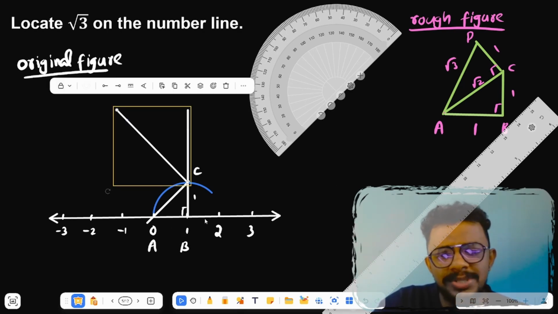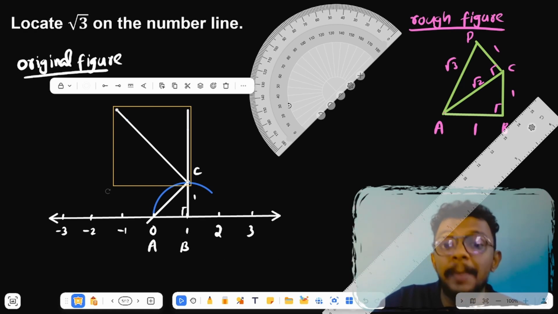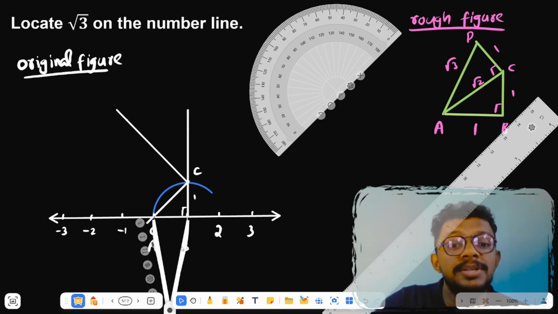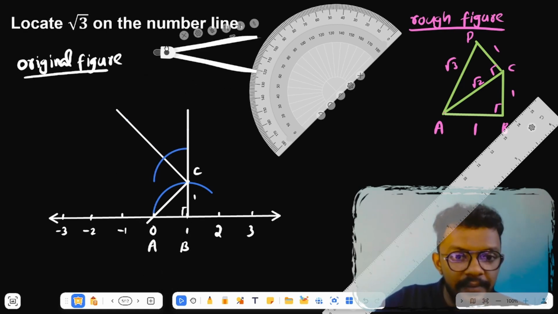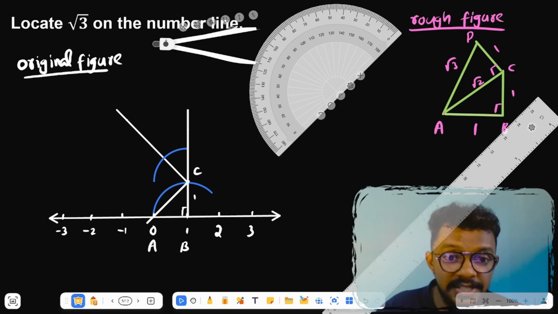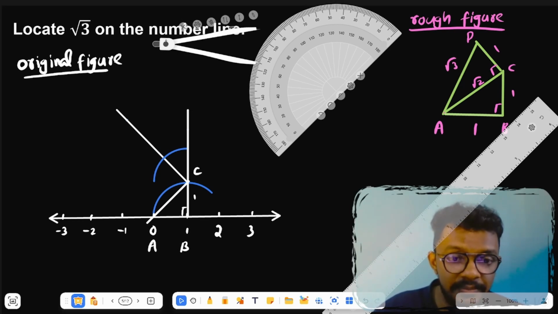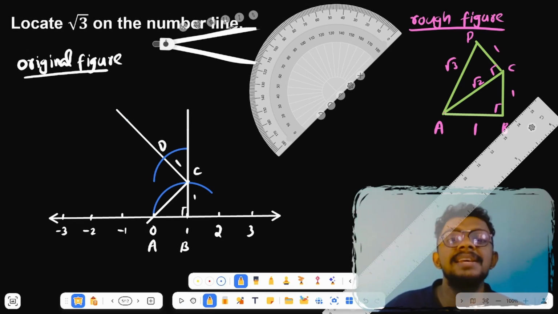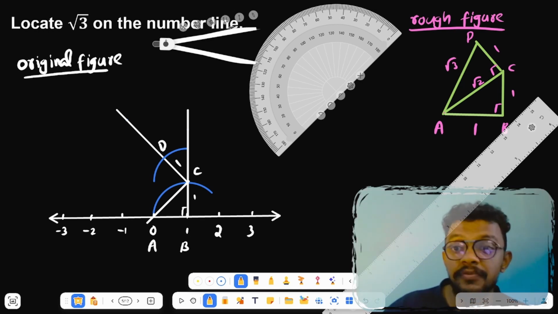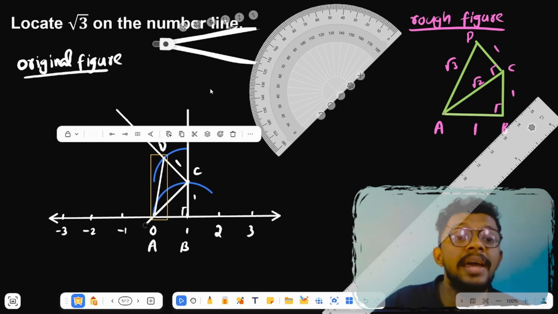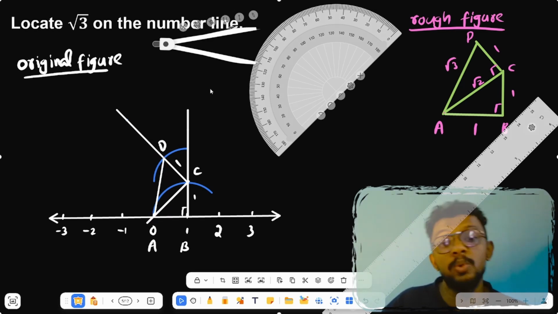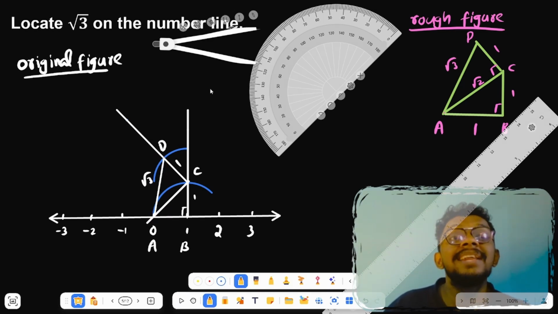In order to use the same 1 unit, take your compass. This was the 1 unit, so the same 1 unit at C. This new point is called D, and CD is 1 unit, the same 1 unit as I took on the number line. So if I join A and D, I will get root 3 units. It's time to join A and D. Done it with the help of a scale or ruler. Now I got root 3 units.